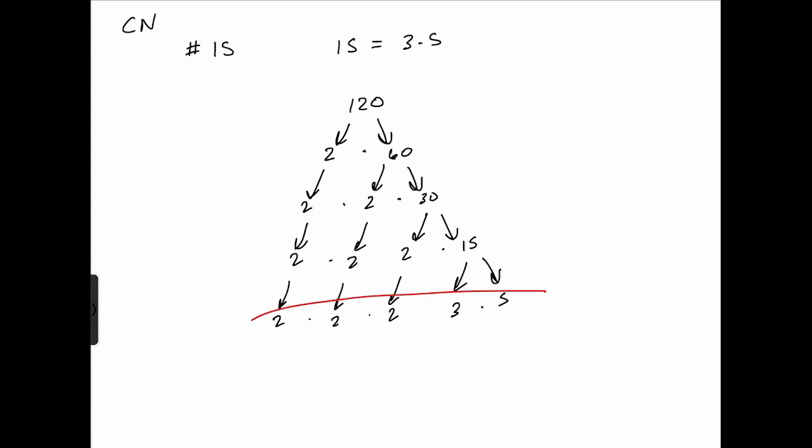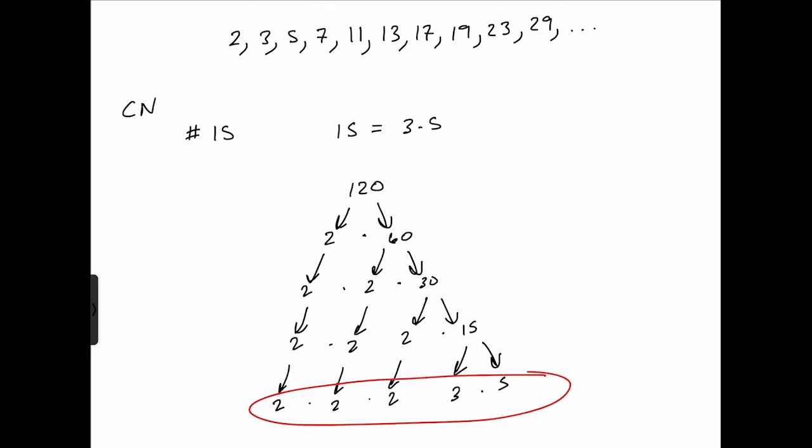Here we can see our factors. And as you can see, our factors are actually prime numbers. So the number 2 is greater than 1, and it has a factor of 1 and itself. 3 is greater than 1, has a factor of 1 and itself. 5 is greater than 1, and it has a factor of 1 and itself. So these are prime numbers.